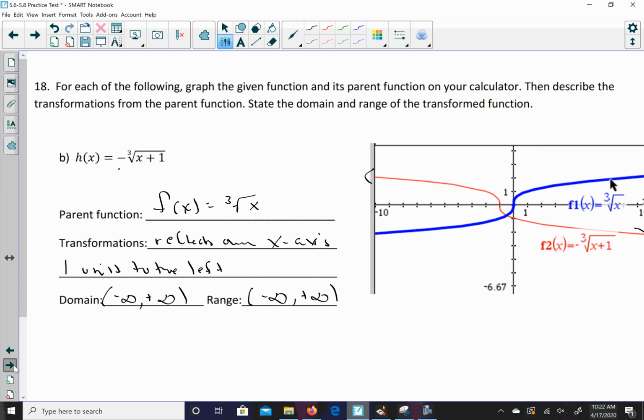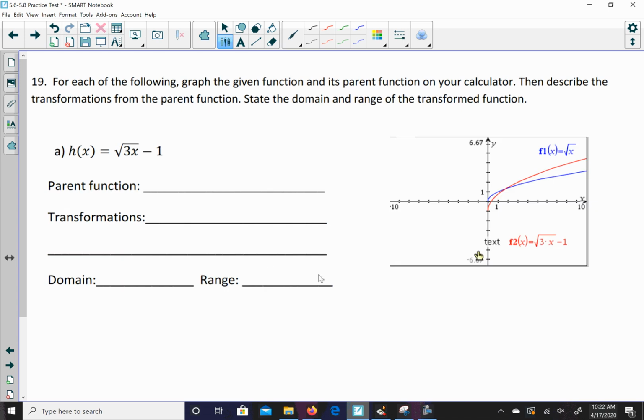Doing number 19. I'm looking at this graph and I decide my parent function is going to be f of x is equal to the square root of x. My transformations, I'm going to have this minus 1, which means it's going to go down 1 unit.